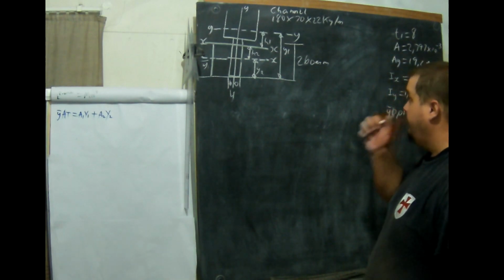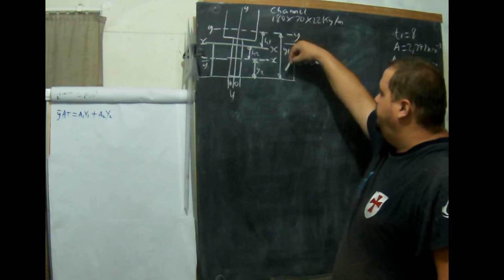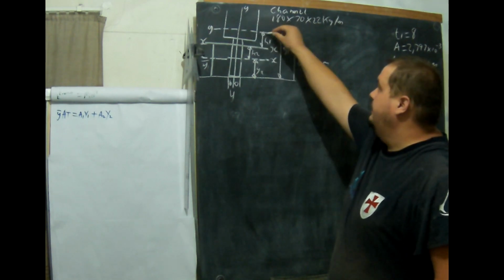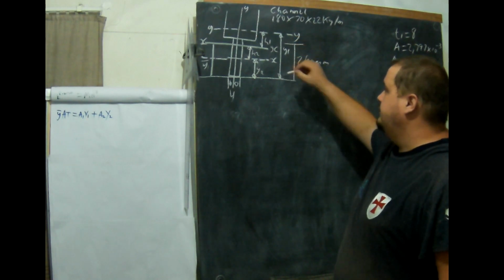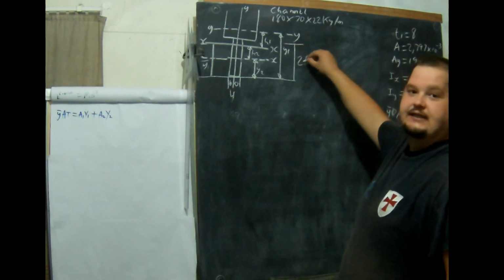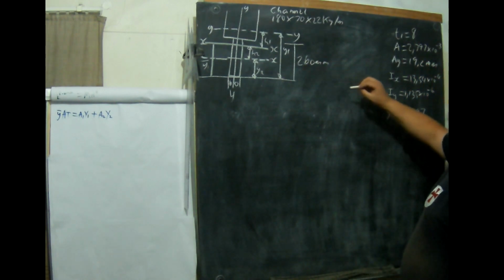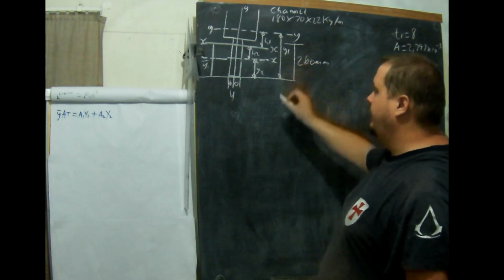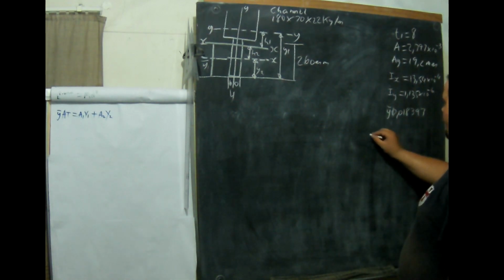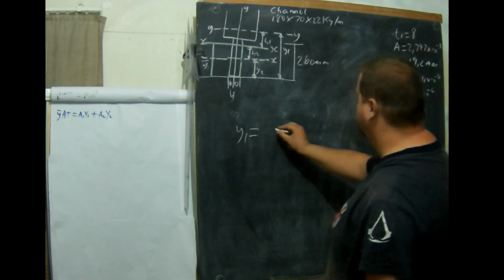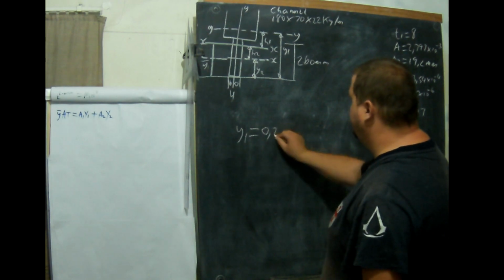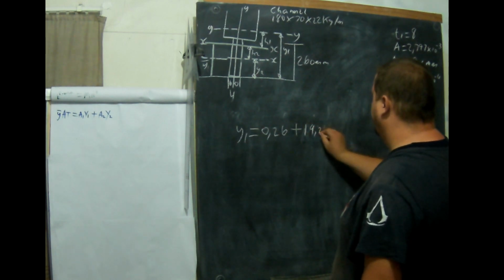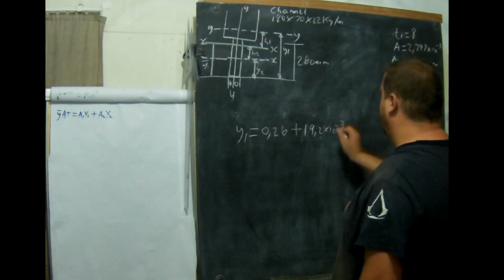So what we need is from the base to the middle of this channel. That's the measurement we need. Now we know that 260 is involved with that measurement. So what's left is AY. That's what's left over to make it A1. So Y1 is equal to 0.26 plus 19.2 times 10 to the minus 3.